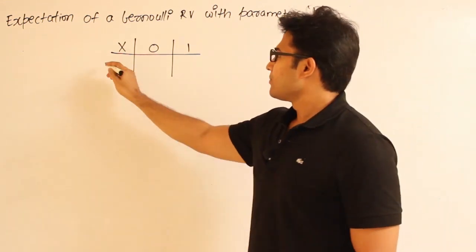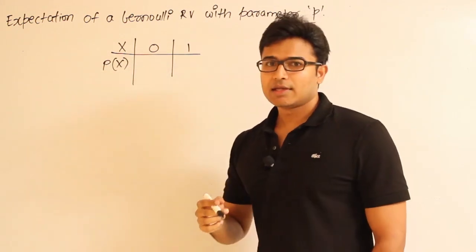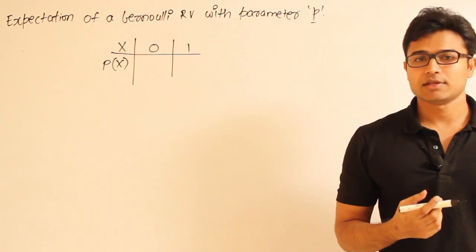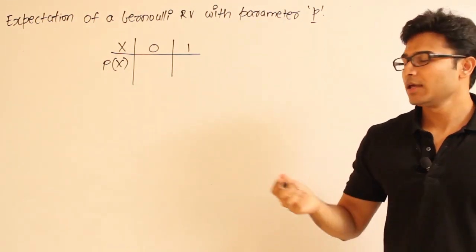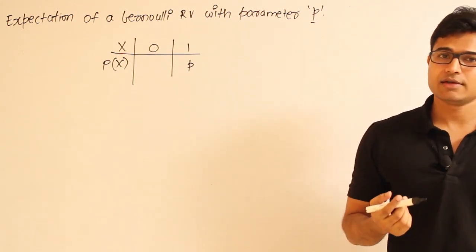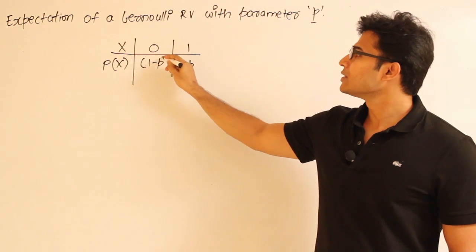Now, probability of x. Since the parameter is given as p, the probability of success, which is x taking the value 1, is equal to p, and the probability of failure, which is x taking the value 0, is nothing but 1 minus p, right?